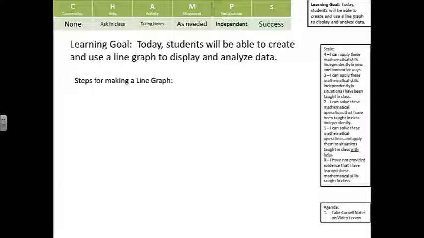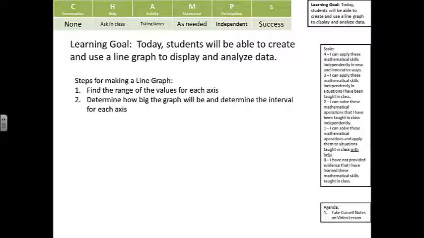So we're going to make a line graph. Here are the steps that we're going to use. The first thing that we're going to do is find the range of the values for each of the axes, and that's going to help us know how big to make our graph. The second thing is we determine how big the graph needs to be. Are we going to use a whole page to make our graph? Are we going to use half a page? Are we going to use a quarter of the page? We determine how big we want our graph to be.